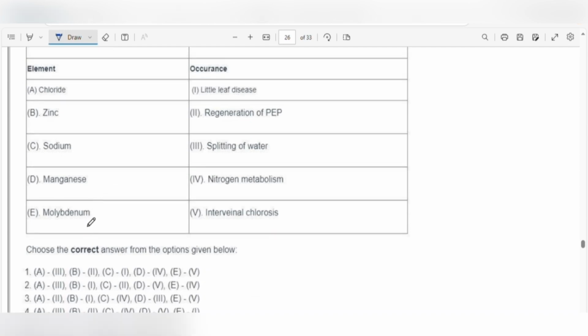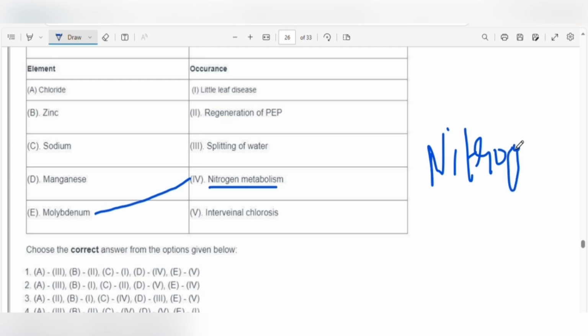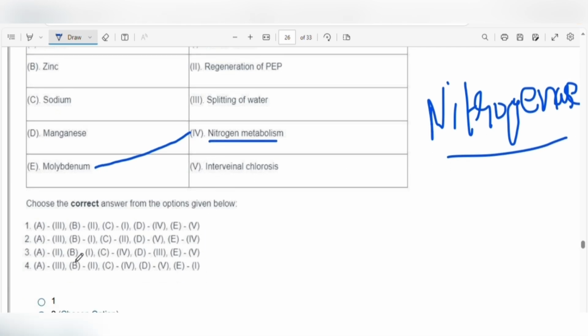First we will match molybdenum because it is the most easily known nutrient, the most easily found nutrient in all types of questions. So molybdenum will go with nitrogen metabolism because we know molybdenum is a component of the nitrogenase enzyme that is absolutely necessary for nitrogen fixation and nitrogen metabolism. So molybdenum plays a role in nitrogen metabolism. So E is 4. Oh, all right. We already get our answer.